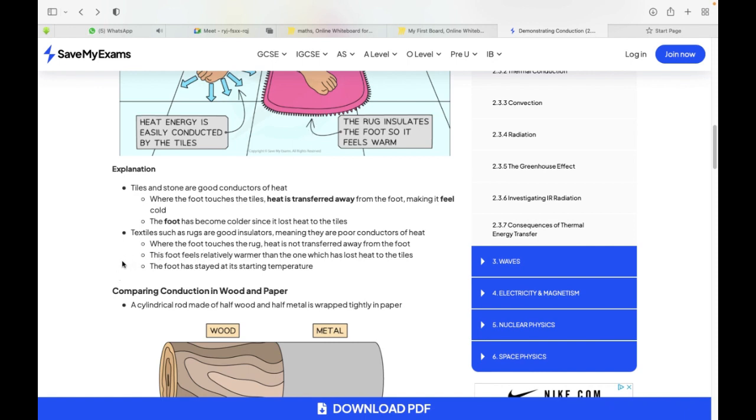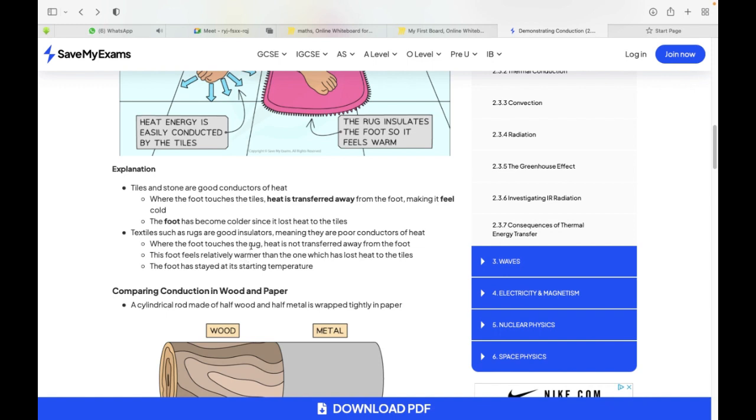So this is what you have. Where the foot touches the rug, heat is not transferred away from the foot. This foot feels relatively warmer than the one which has lost heat to the tiles. The one that has lost heat to the tiles feels cold, and this one feels warm because it's not able to lose the heat.